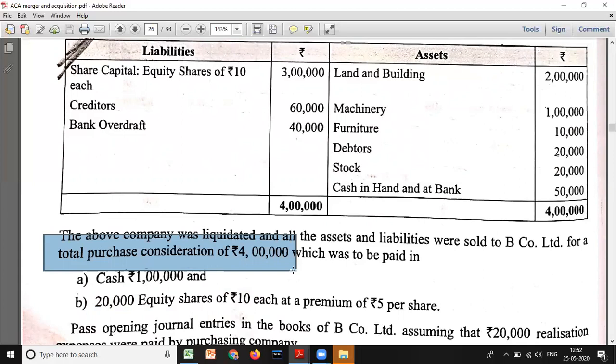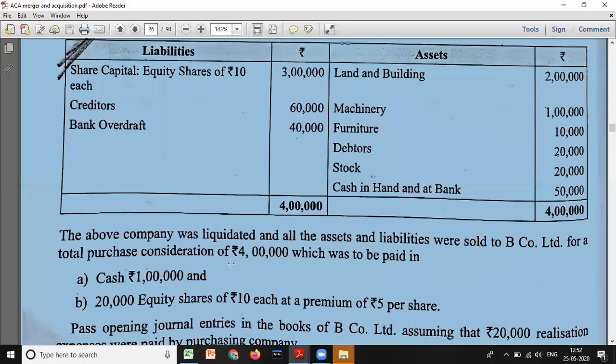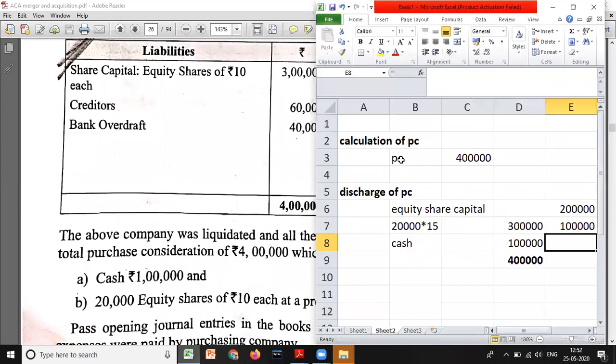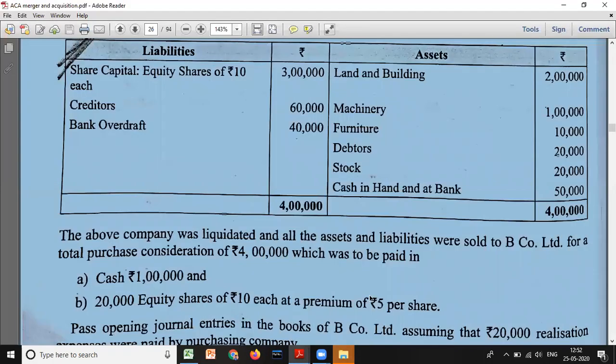PC is 4 lakh. But now, out of 4 lakh, the discharge of PC. So you have to calculate PC. Okay, this is how you have to do the calculation of PC. PC is equal to 4 lakh. Discharge of PC, equity share capital. How you have to write? See, 20,000 into 10. If you want, you can show it as share capital. And also they are paying premium of how much? 5 rupees.